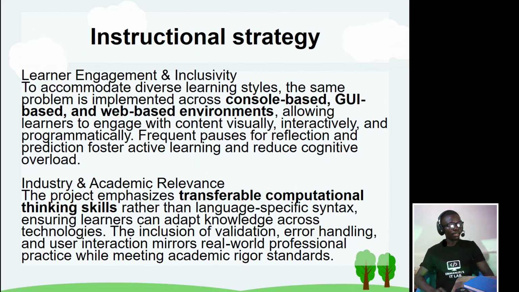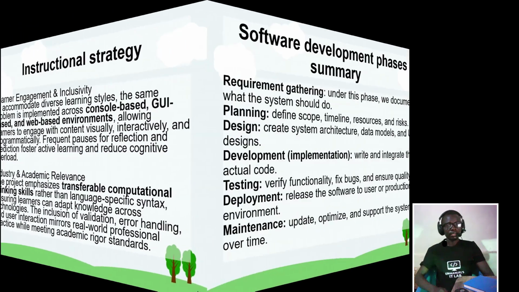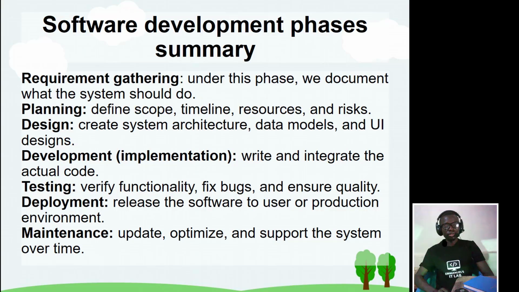Then lastly, industry and academic relevancy. So this project emphasizes transferable computational thinking skills. So by the end, we shall be able to think like developers in the field. So the inclusion of validation, error handling, and user interaction mirrors real-world professional practice. So that is exactly what we are going to do. We are going to make sure our application is able to handle errors and everything which will show up.